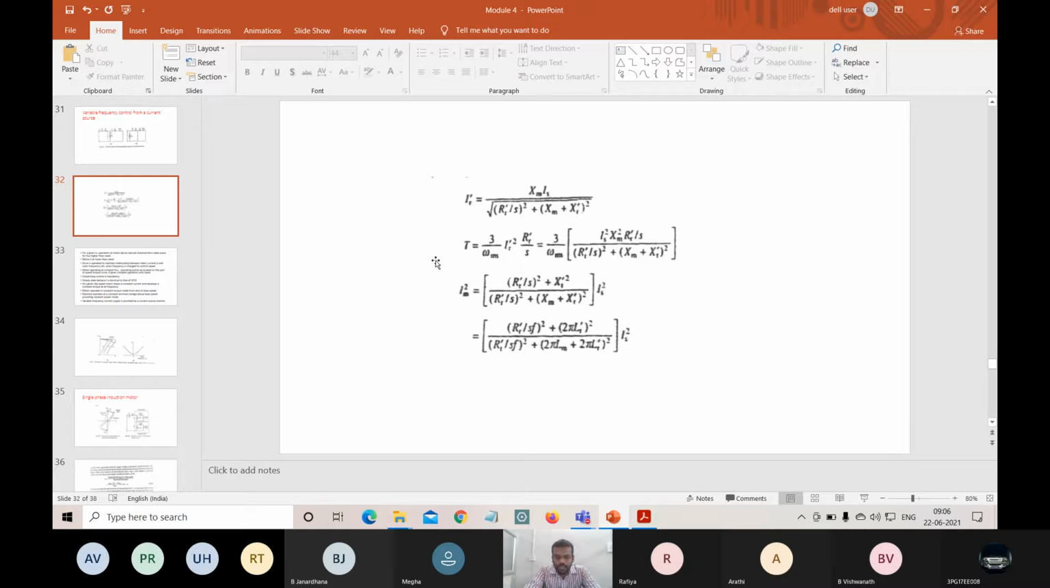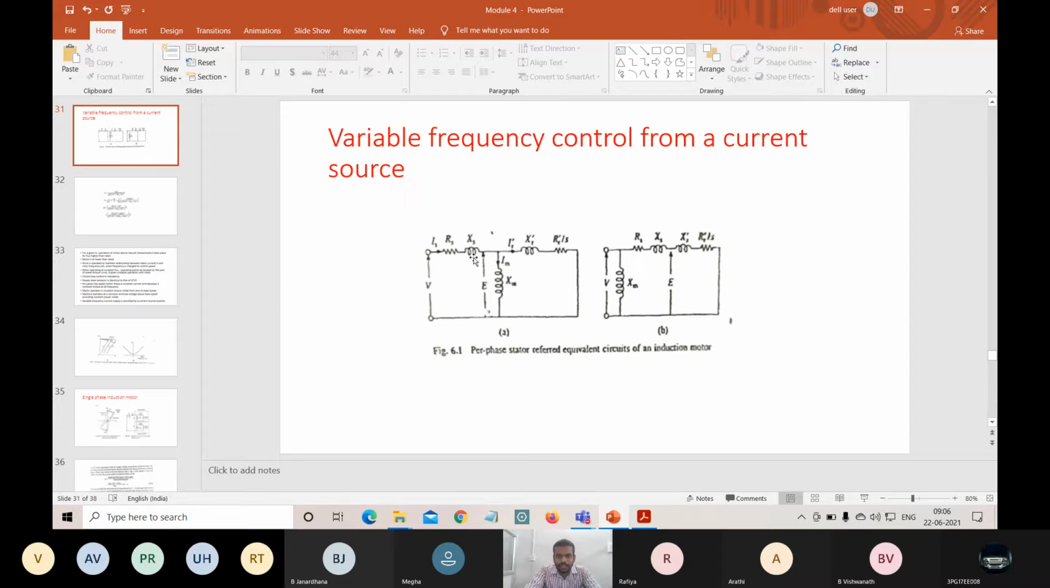So here just consider the stator dependent rotor current, that is IR dash. IR dash is equal to XM IS. This is the current flowing through the mutual inductance and the stator dependent current. So IR dash is equal to IS flowing through XM, or you can call it IM plus IR dash, divided by the square root of (RR dash by S) square plus (XM plus XR dash) square. So just apply Ohm's law.